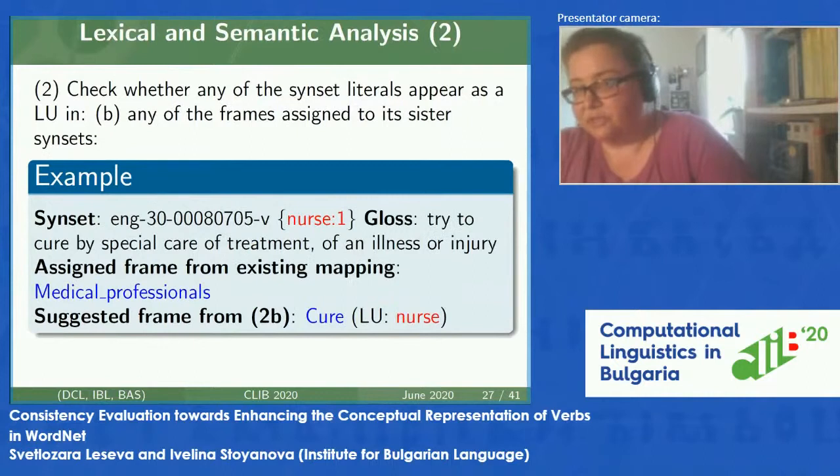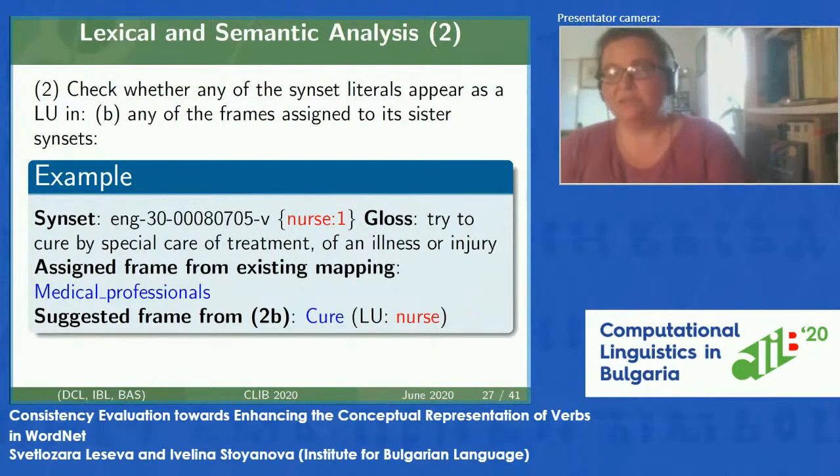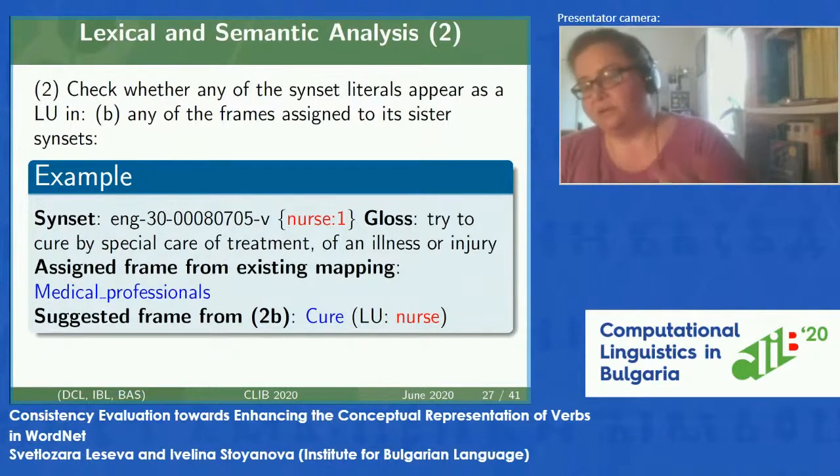And as I mentioned, we also consider the current scene set. We consider its sisters as well, and we see all the frames that's been assigned to its sisters, so that we see whether any of those might fit better. For example, if we take the scene set nurse, try to cure by special care or treatment, it's been assigned a frame from an existing mapping, which is medical professionals, which is one of those that are not very reliable in this case, because it's mixed up with the noun nurse. So in this case, we consider all the sisters of the verb nurse and their frames, and we discover that in the frame cure, we've got the lexical unit nurse, and that's why we consider this to be a better match.